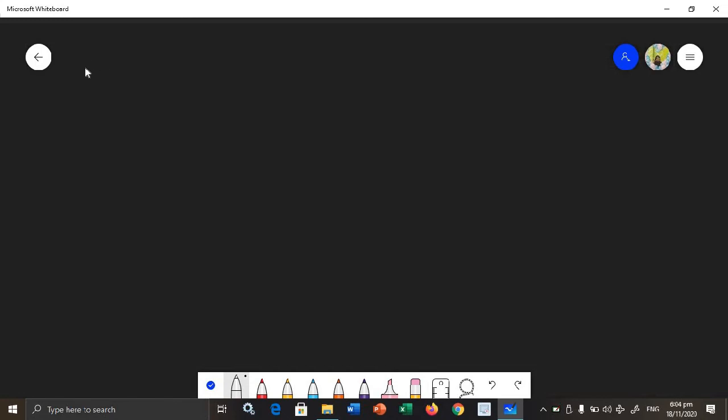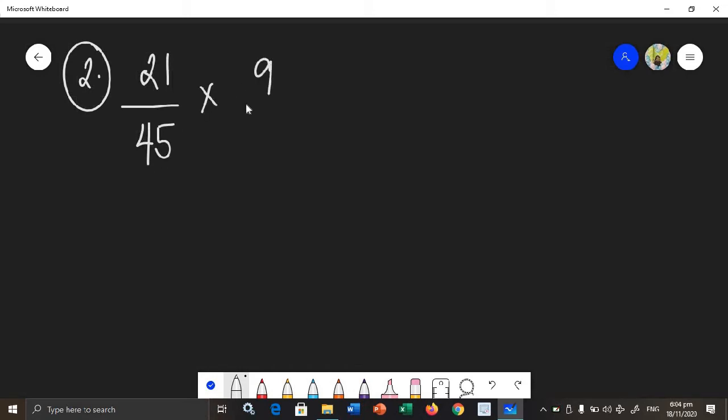Let's move on to the next example. Let's say we are going to find the product of 21 over 45 and 9 over 7. In this given, we can cancel out 21 and 7 because they have a common factor, which is 7. Pwede pa natin sila i-divide pareho sa 7. 7 divided by 7 is 1. 21 divided by 7 is 3. Then, I can also cancel out 9 and 45, because they have a common factor, which is 9. 9 divided by 9 is 1. 45 divided by 9 is 5.